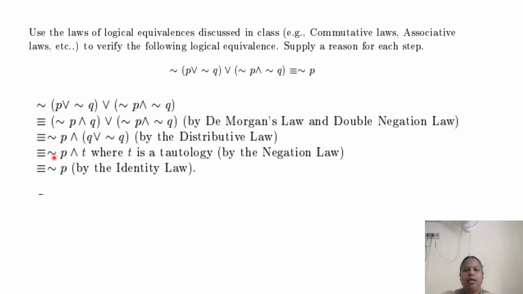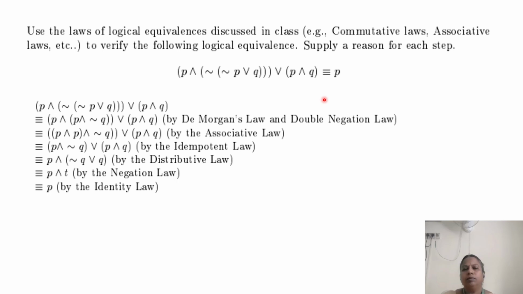And then ¬P ∧ T is ¬P. That is called the identity law. ¬P ∧ T gives you ¬P. Therefore, we arrived at the right hand side. So depending on the particular problem, which laws we are going to use depends on the particular problem, so you have to be thorough with the equivalence formulas.